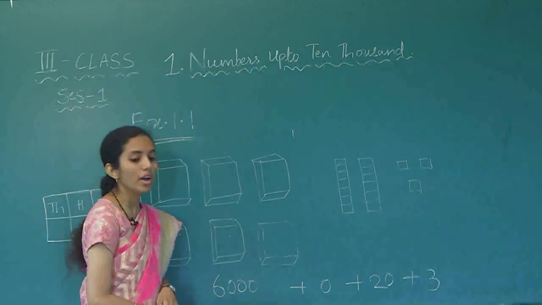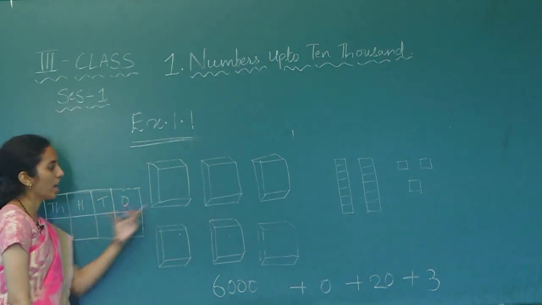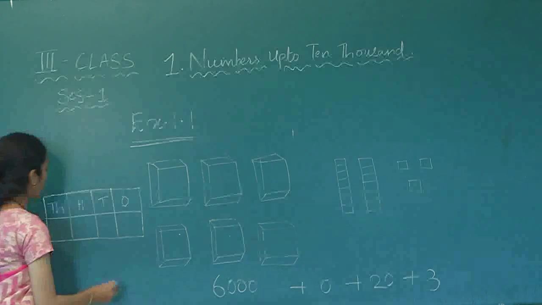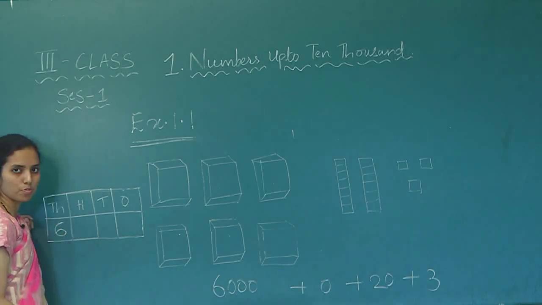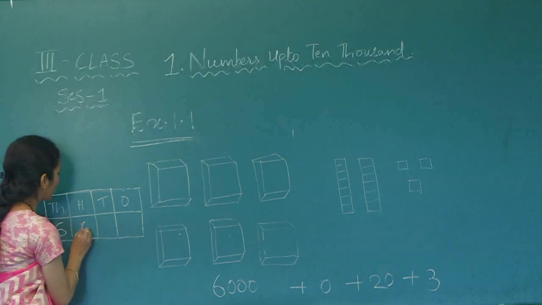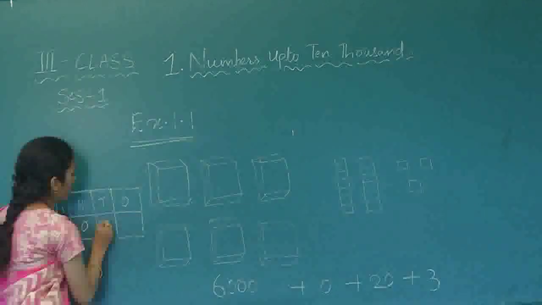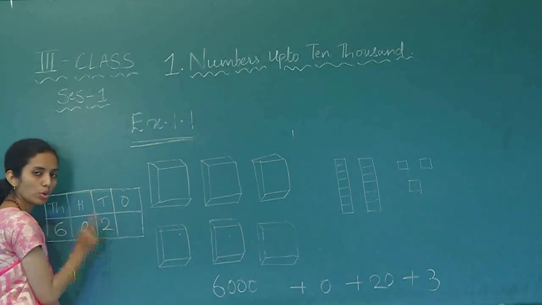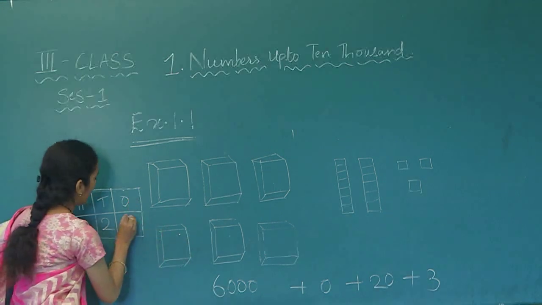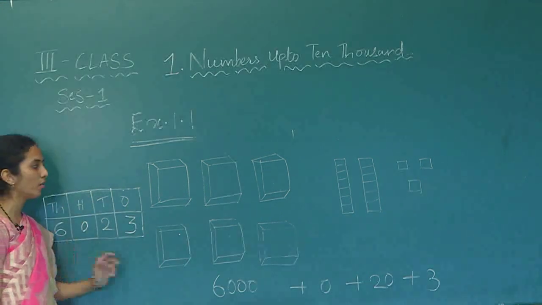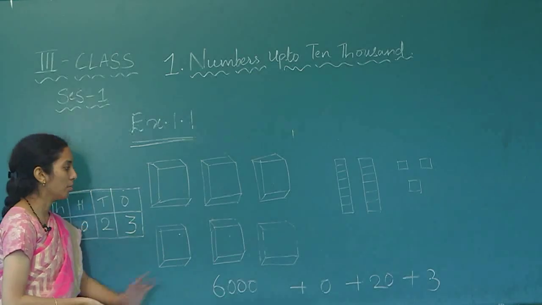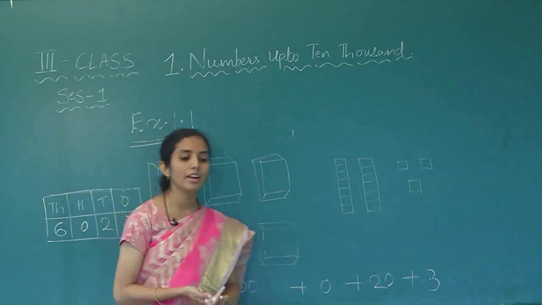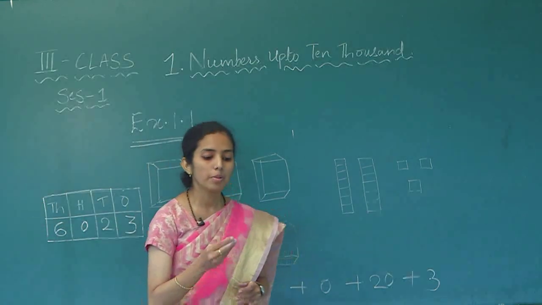So, what we have to do? He has given us a box. He is asking us to represent this picture in numbers. So, 6 thousands, write 6 in the thousands place, and no hundreds, so 0. And tens, 2 columns are given, so 20 is the number. So, 2 tens are 20 and ones 3. What is the number that is represented in the form of boxes? 6023.